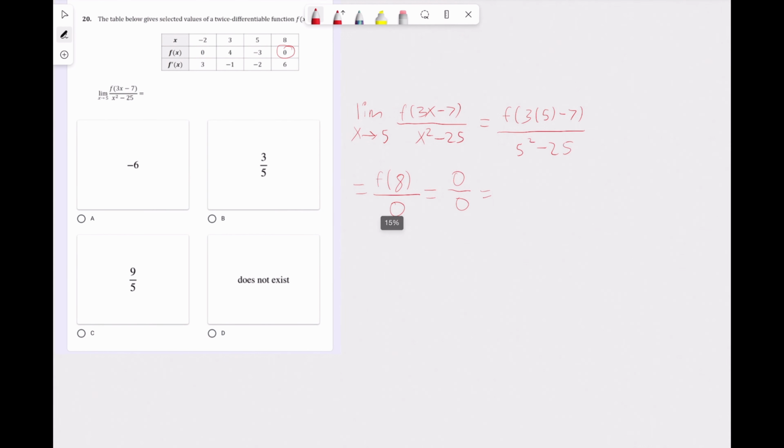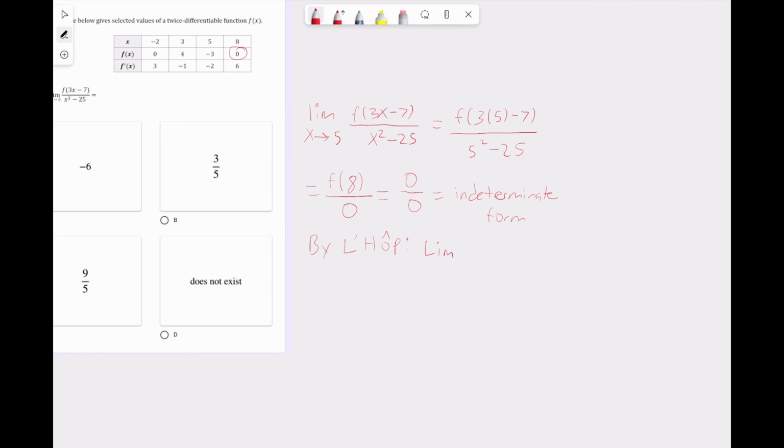And this is an indeterminate form. So by L'Hopital's rule, I would get the limit as x approaches 5 of, let's see, f prime of 3x minus 7 times the derivative of the inside, which is 3, over, and then the derivative of the denominator would be 2x.